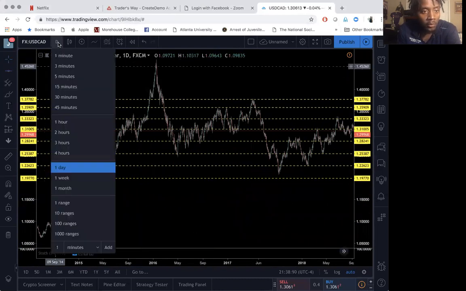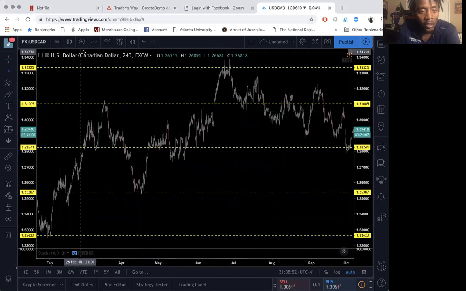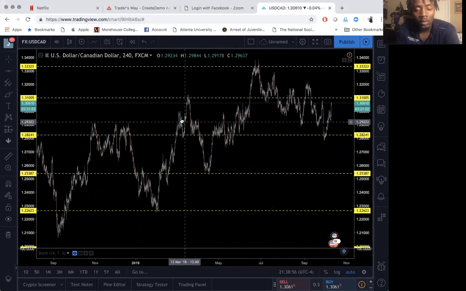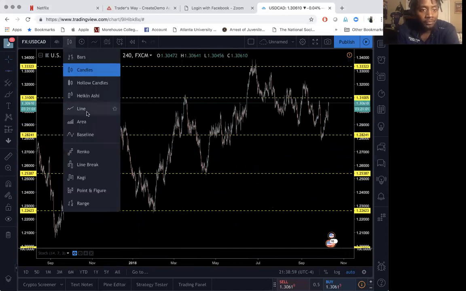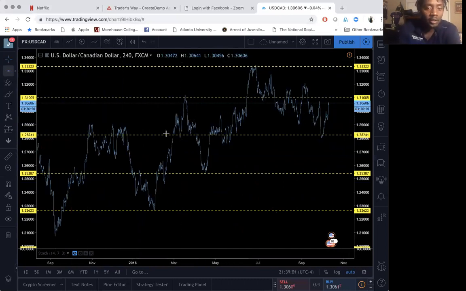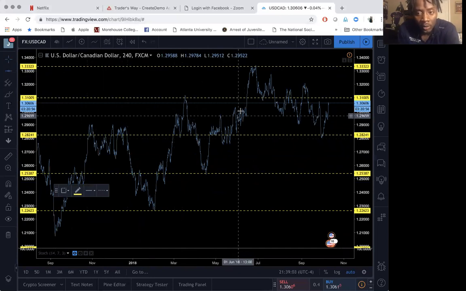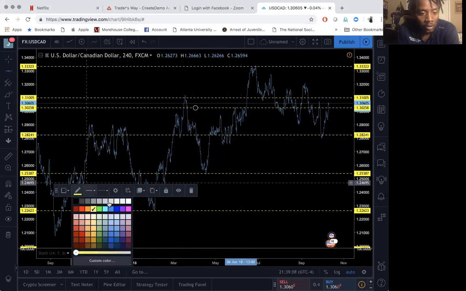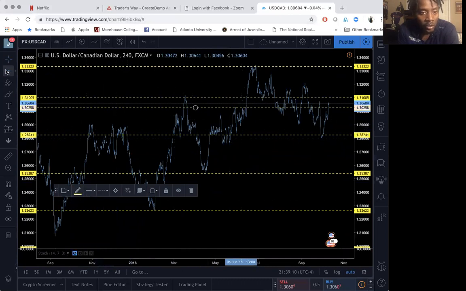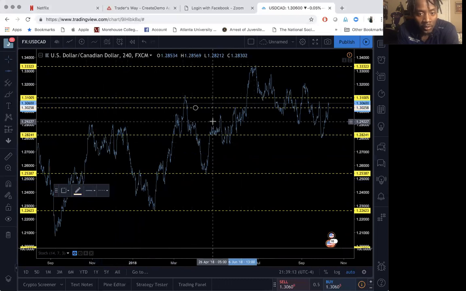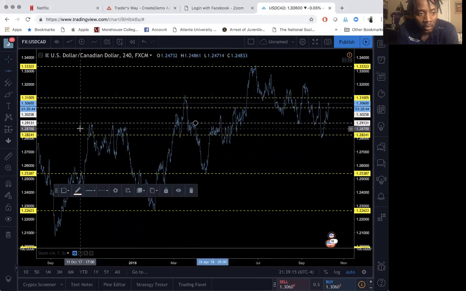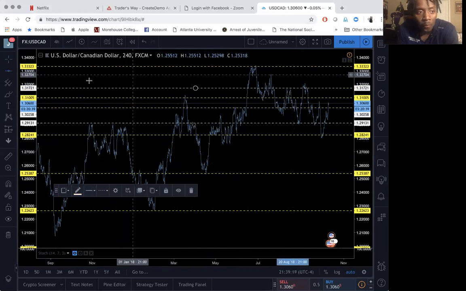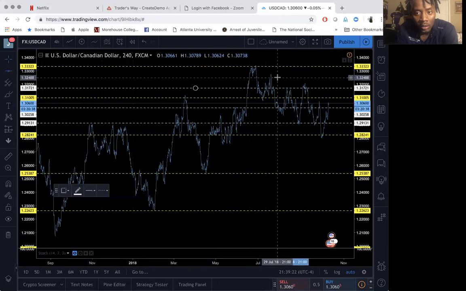I'll go down to the 4 hour and do this again. So I'll go back to my line chart, try to find some more areas. I'll make sure I change the color so that we are able to distinguish between the two lines. For this example, the white lines are on the 4 hour chart and the yellow lines are on the day chart.